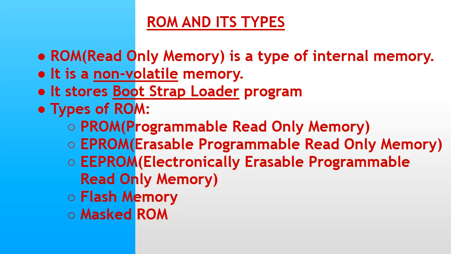Next is EEPROM, that is electronically erasable programmable read-only memory. The contents on the chip can be erased and reprogrammed in blocks instead of one byte at a time. That means block-wise we can reprogram it. Here, instead of erasing the entire data at a time, we can erase byte by byte. So it has the provision of selective removal.